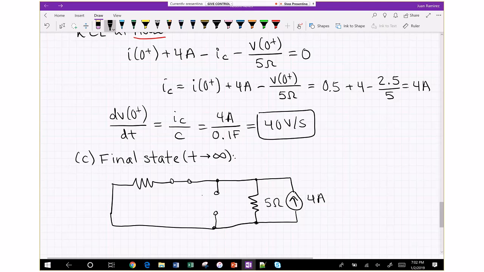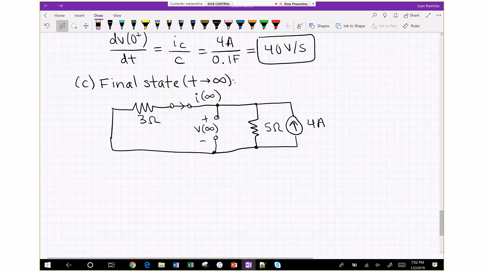All right, so we're going to look at these values here. Final inductor current. How do we find that? It's actually equal to negative 4 amps times 5 ohm divided by 3 plus 5 ohm.